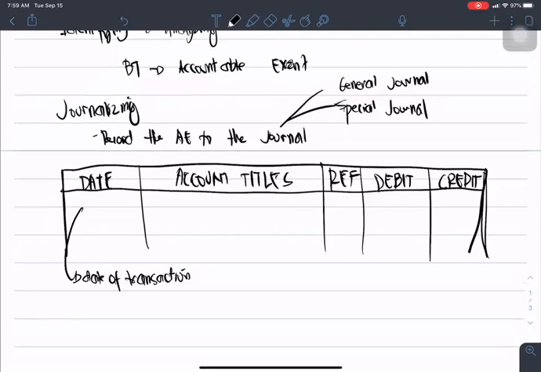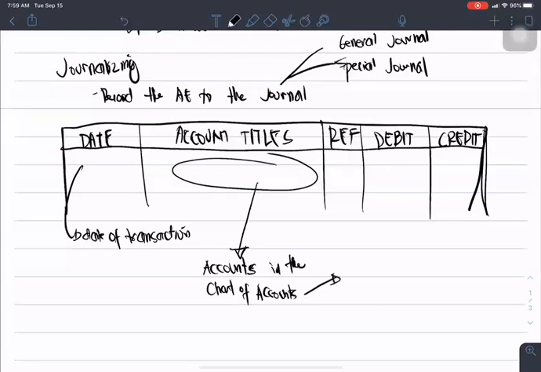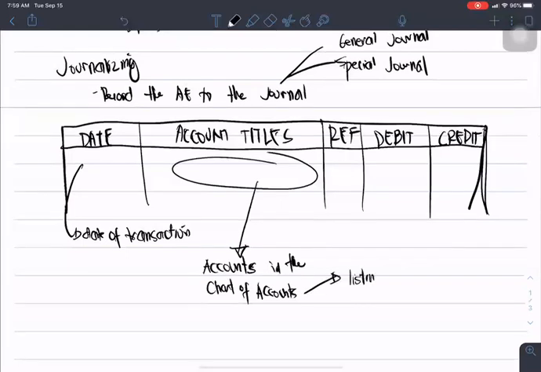And then you have your account titles. Your account titles are your different accounts coming from your chart of accounts. So these account titles are based on your accounts in the chart of accounts. So what is the chart of accounts? The chart of accounts is a listing of all account titles.